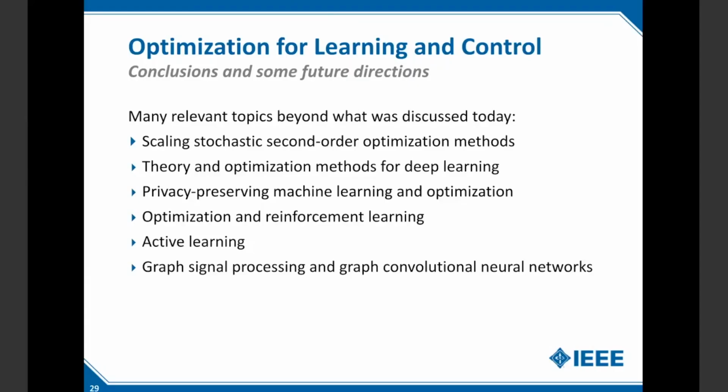The last one I mentioned ties into the last application that I talked about of inference in network systems. Graph signal processing has clearly been an area of interest in the signal processing community, as have graph convolutional neural networks for processing signals and data over graphs. And there's a lot of interesting optimization related questions that come into play for those types of directions as well.